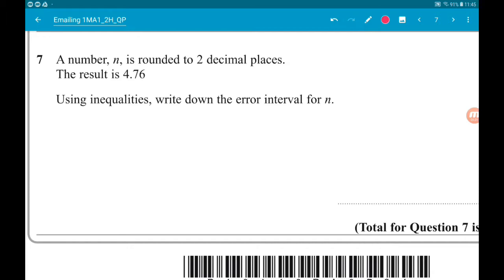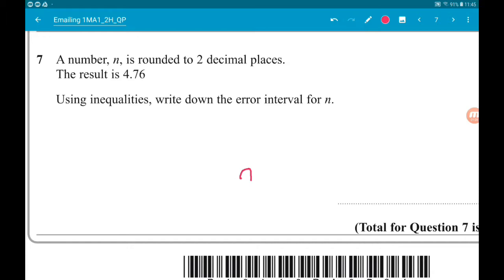So I'll put my videos on error intervals down below. Basically, we want the smallest number that would round up to 4.76 to 2 decimals, and the smallest number that would not round down to 4.76 to 2 decimals. So it's a double inequality with n in the middle.